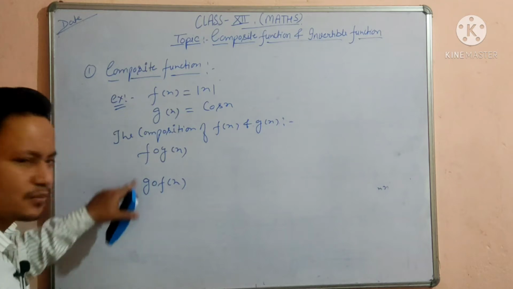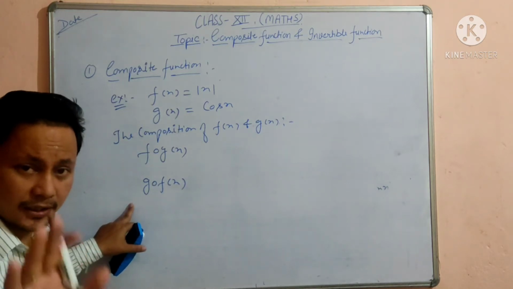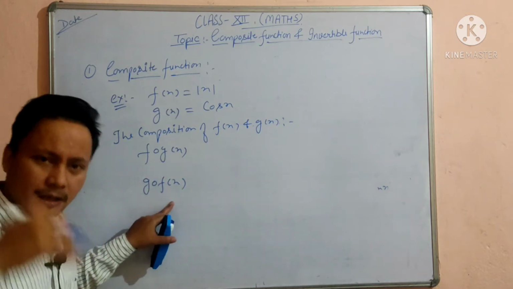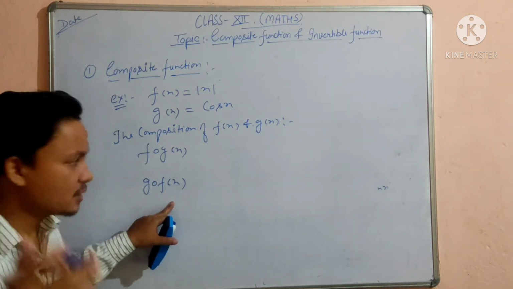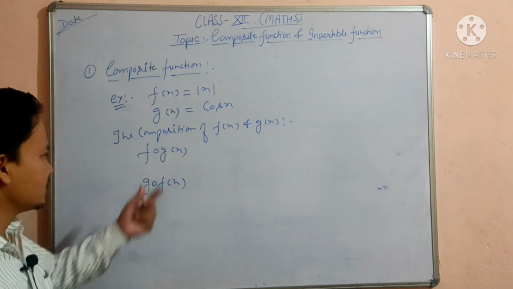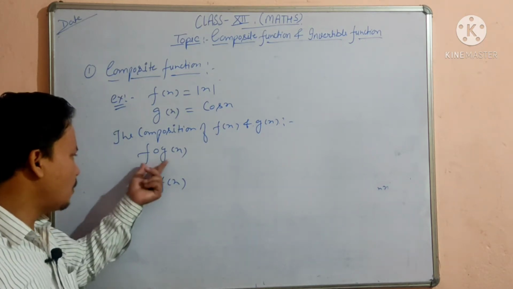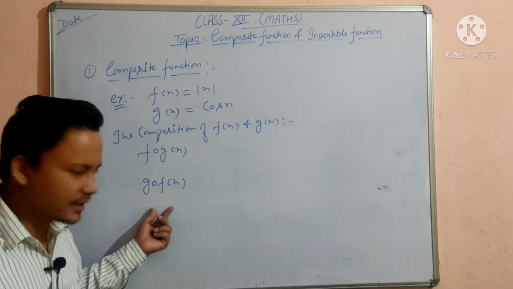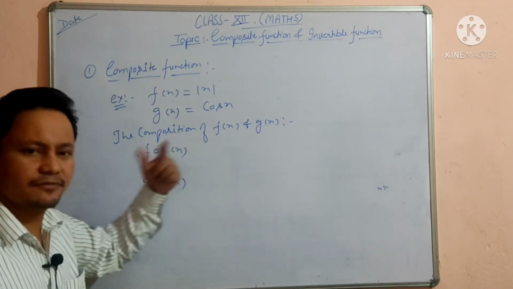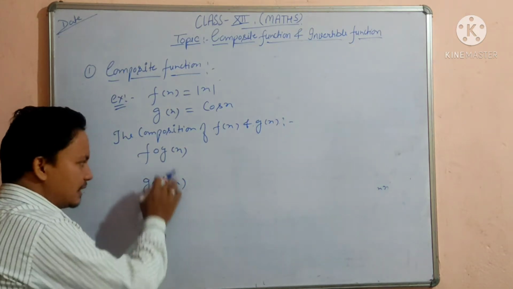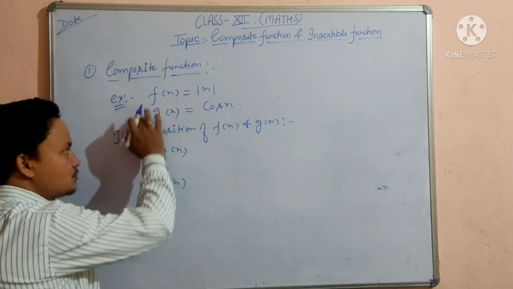Both are compositions, there should be no doubt regarding it. If fog is a composition, then gof is also a composition, both are composite functions. But the slight difference between gof and fog is that fog is the inverse of gof. If gof is some function, then fog will be its inverse. So first we will find fog, then we will find gof, and both are the composition of these two functions.